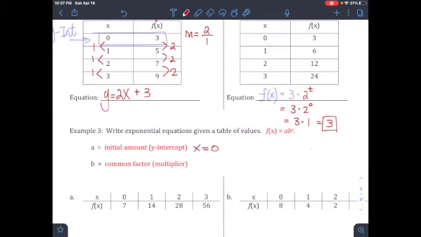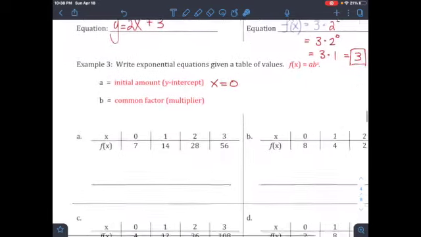Then the next thing we are going to do is find the common factor. The common factor is how they multiply from here to here. So 3 times 2, 6 times 2, 12 times 2. That's how you find the multiplier. That's what that means.